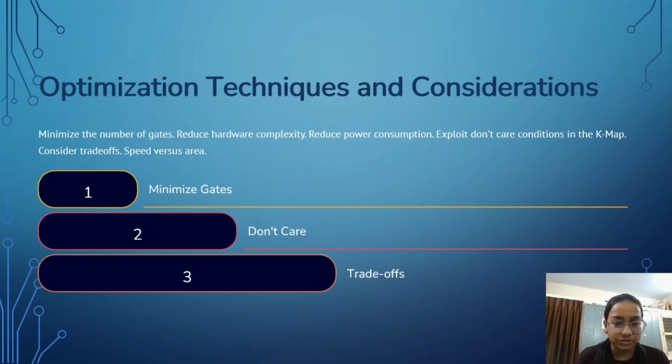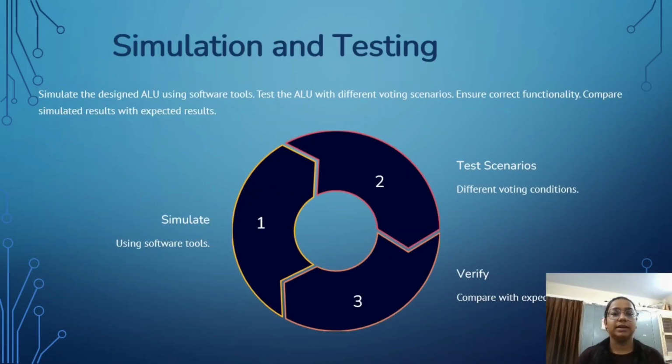First is minimize gates. Second is don't care conditions, and third is threats. The next is simulation and testing. First is test scenarios. It's like different voting conditions.